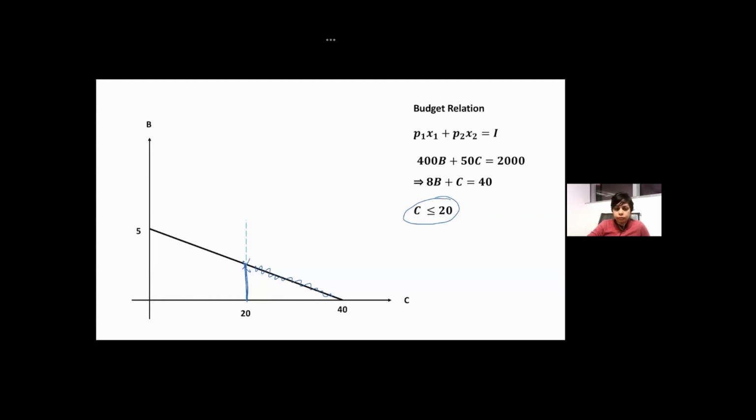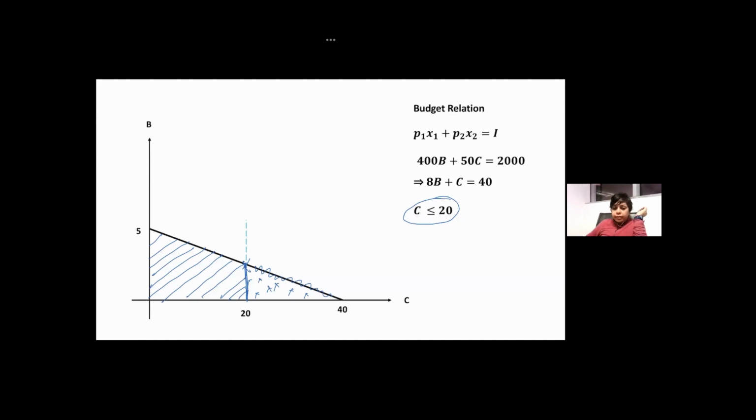Is this making sense? Ma'am, I have a doubt here. Go ahead. Ma'am, that means if she only wants to buy coffee, the maximum coffee she will buy is 20, and the rest of the budget will go waste or won't be utilized. Yes. So that is exactly the point I was just explaining, which means that your whole budget set has reduced to only this part. This triangle part is not in your budget set anymore.